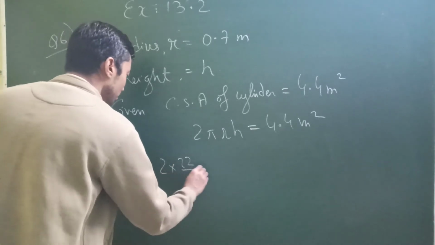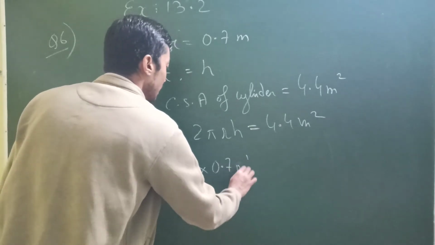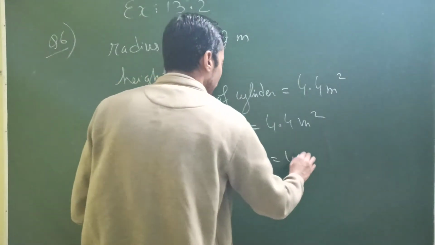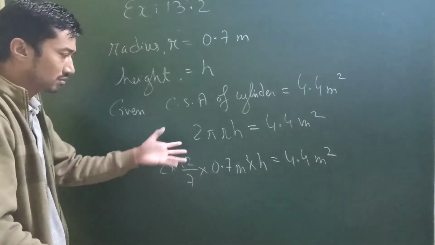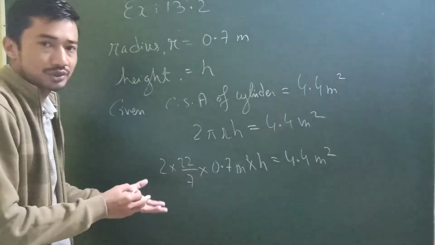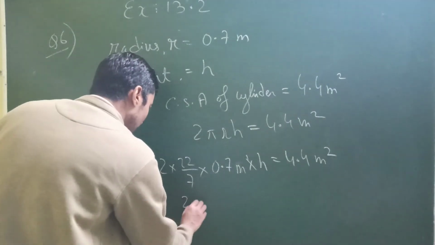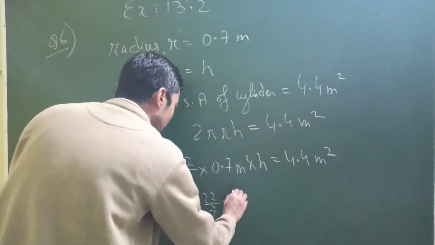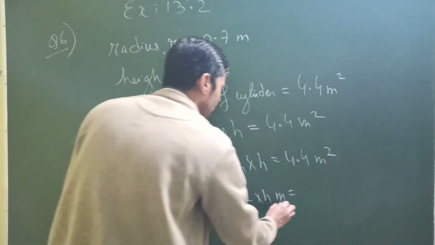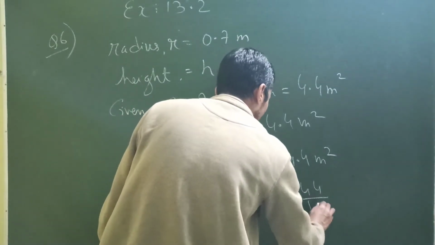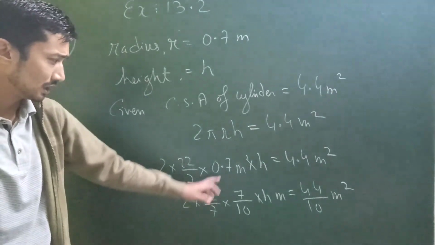That is 2 into 22 by 7 into r, 0.7 into h meters, into h is missing, which we will find out now. Now again, as I mentioned, if you can, no need to convert. If confused, you should convert. Okay, that's up to you, but for your sake, of course, I will convert. 2 into 22 by 7 into 7 by 10 into h meter is equal to 4 by 10 meters square. I'm going to convert that. That will be easier for us.